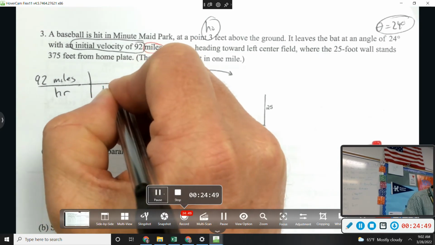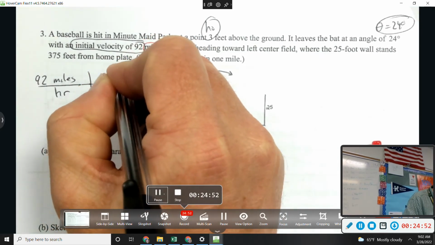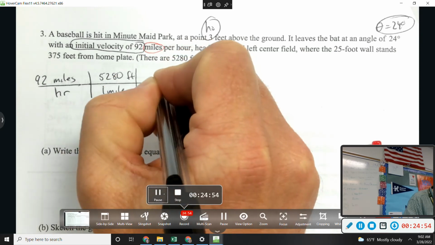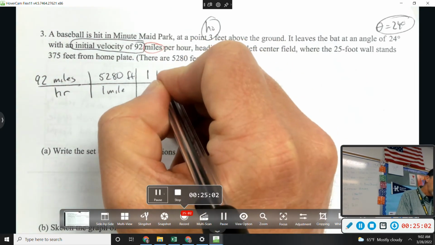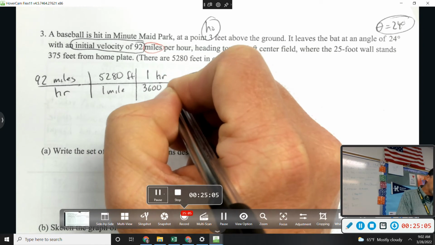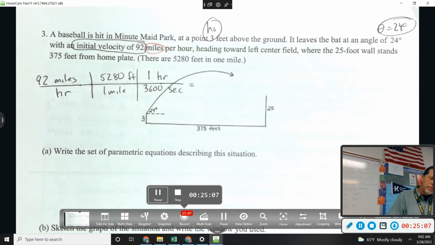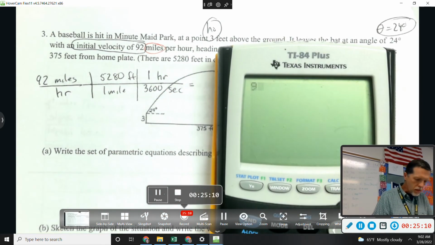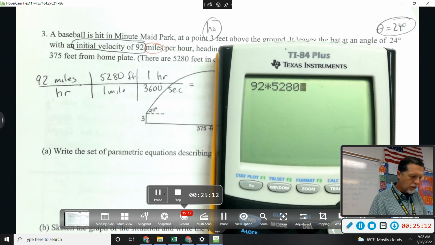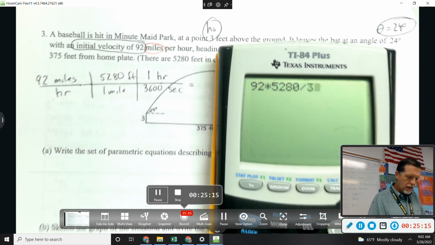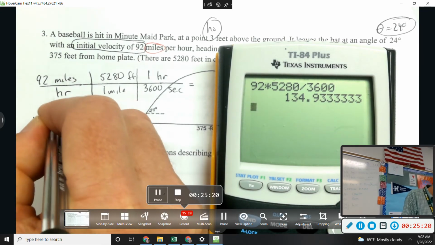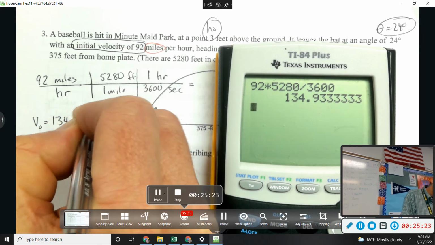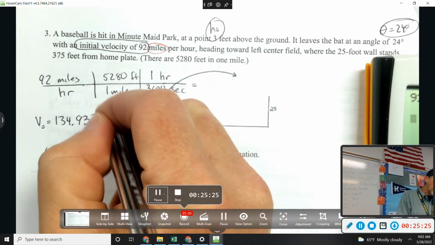Let's see. 1 mile is 5,280 feet. And how about hours? Wouldn't it be easier to divide by hour before feet? 1 hour is... the calculator's going to do it all anyway. So 92 times 5280 divided by 3600 is 134.933 feet per second. Now my units are right.